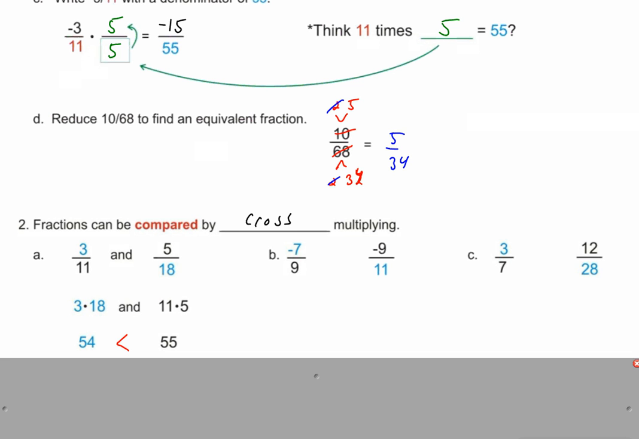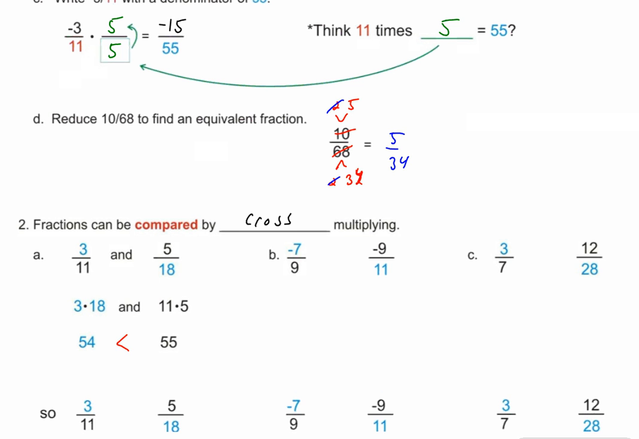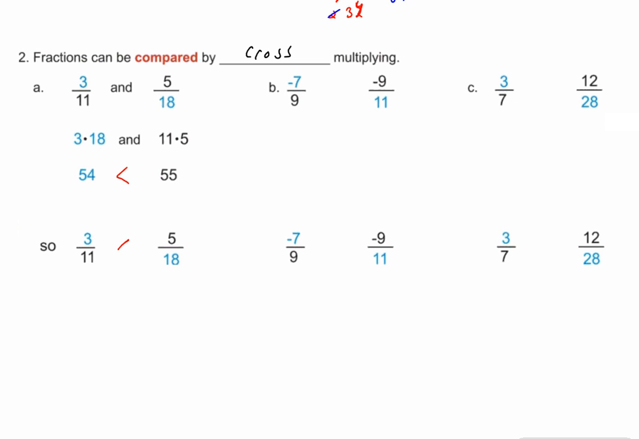54 is less than 55. So guess what? Let me go higher for you guys. 3/11 is less than 5/18, because the 54 was less than the 55, the left one less than the right one, then we know 3/11 is less than 5/18.